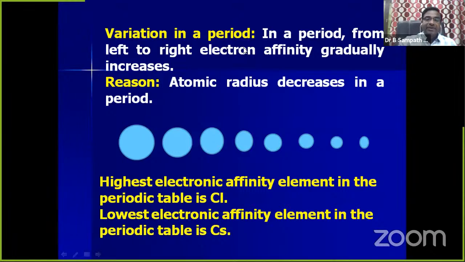Now variation in a period. Let us see how the EA values vary. In a period from left to right, electron gain enthalpy and electron affinity gradually increase.